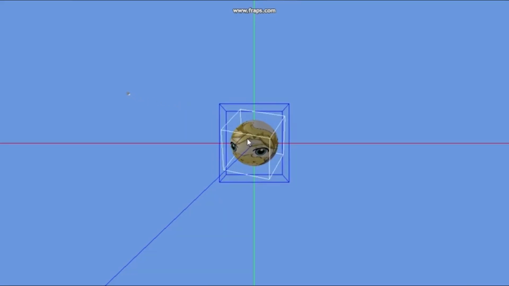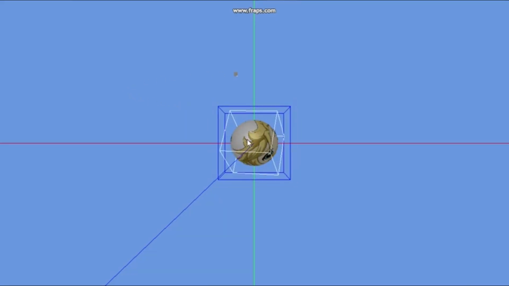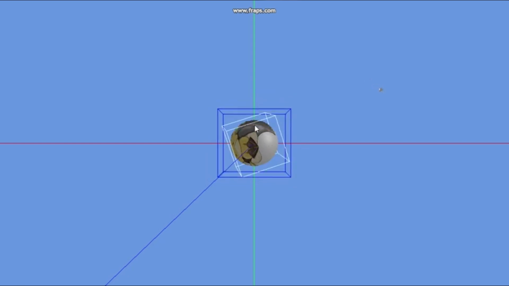And while having AABBs is nice, they get kind of boring since they can't be rotated, which isn't very realistic. So instead of having axis-aligned bounding boxes, we need to have object-oriented boxes, or OBBs. These bad boys can rotate, which is just what we want.